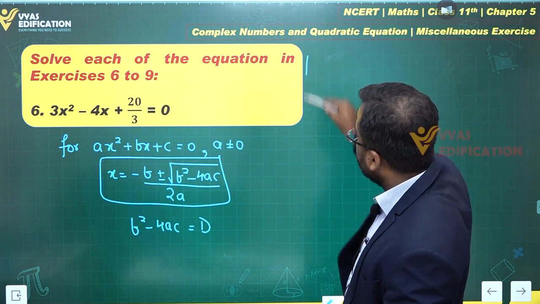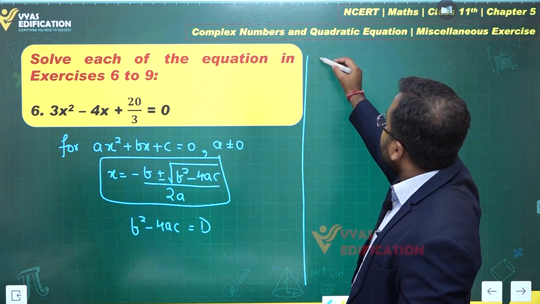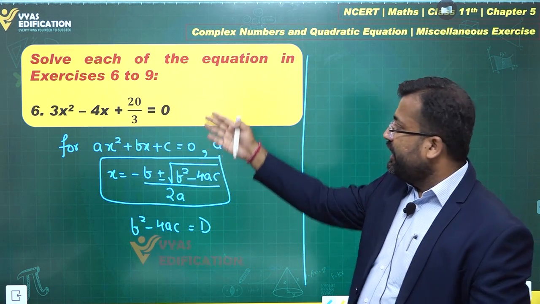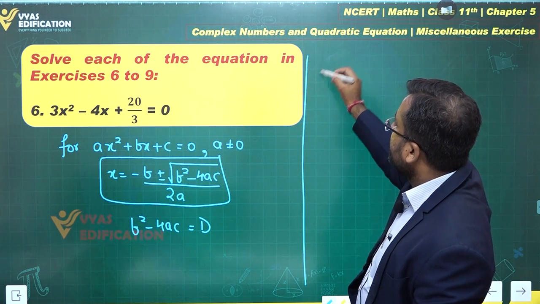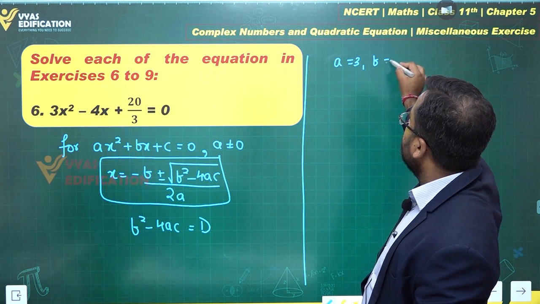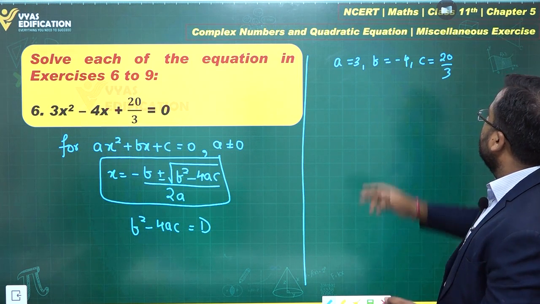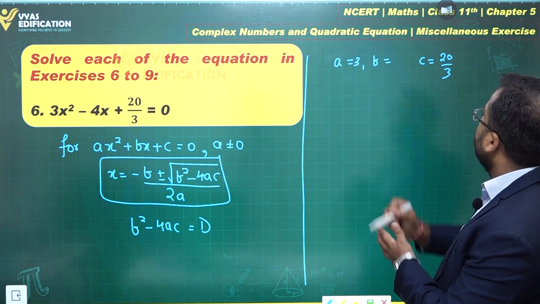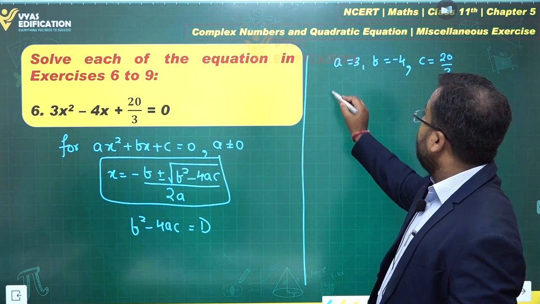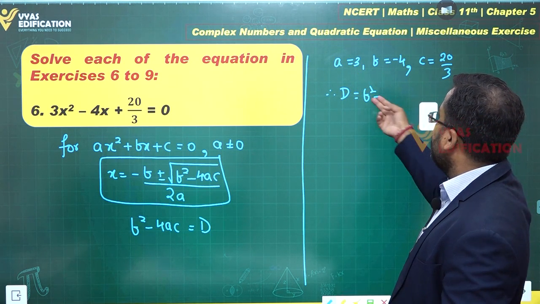Now what do we have over here? We're simply supposed to solve, right? Let's try to solve this. For example, let us compare this quadratic equation with the given quadratic equation, and therefore for this quadratic equation what we have is a equals 3, b equals minus 4 and c is equal to 20 by 3. Therefore, capital D, which is b square minus 4ac, can be found easily.